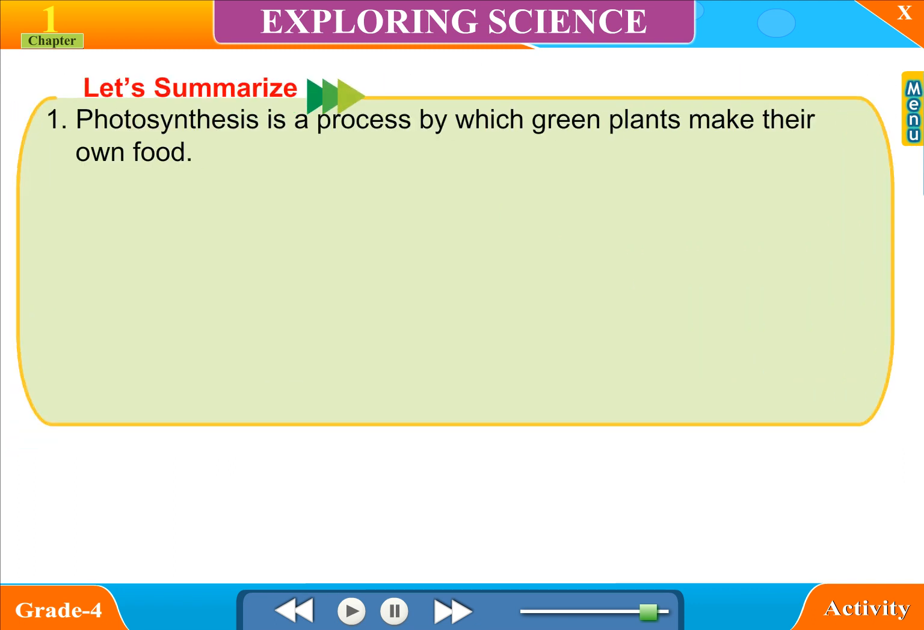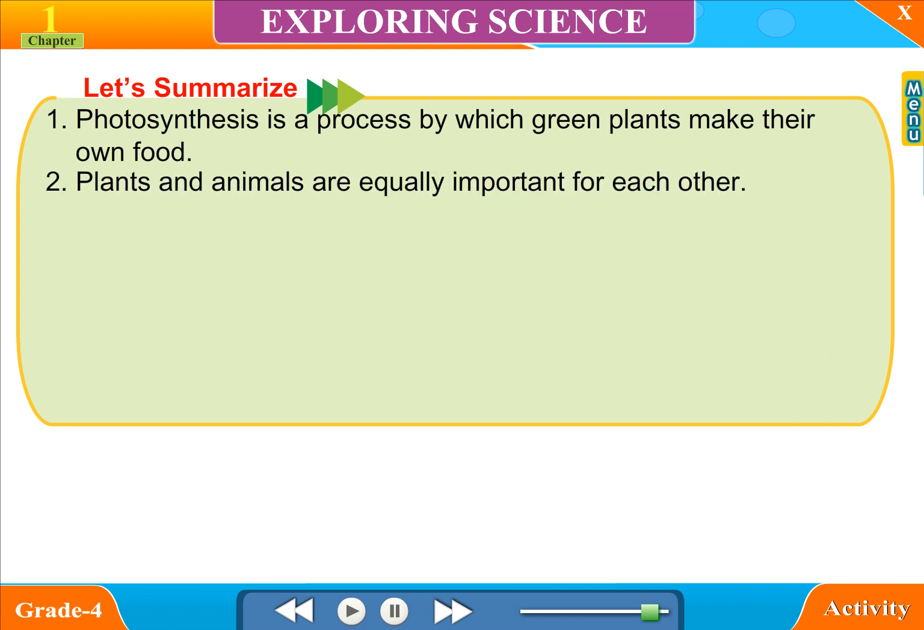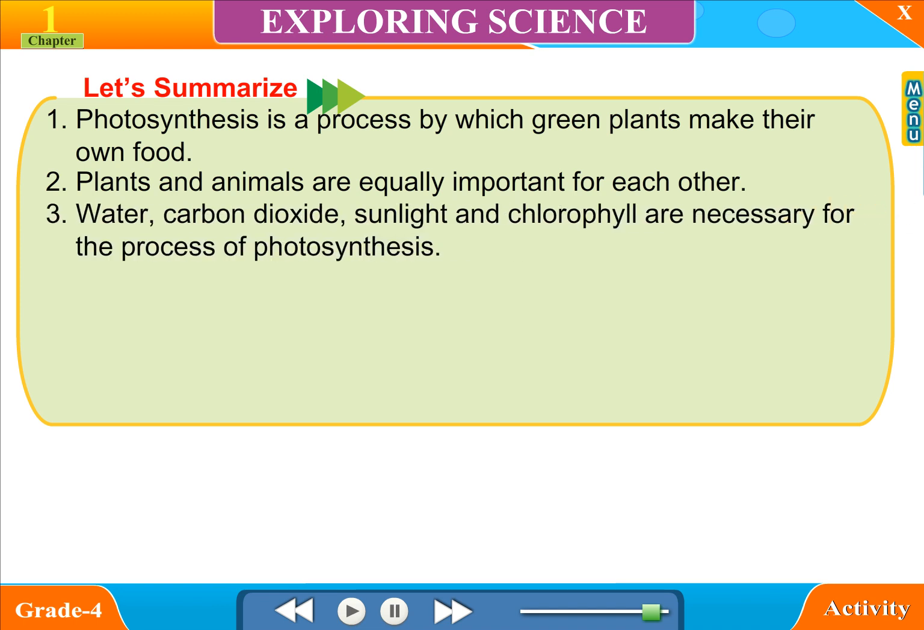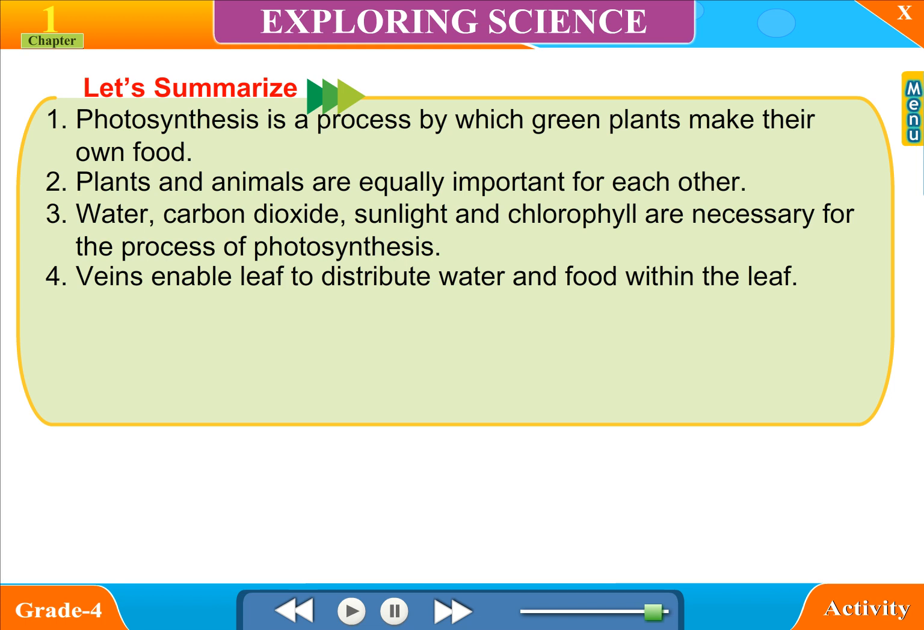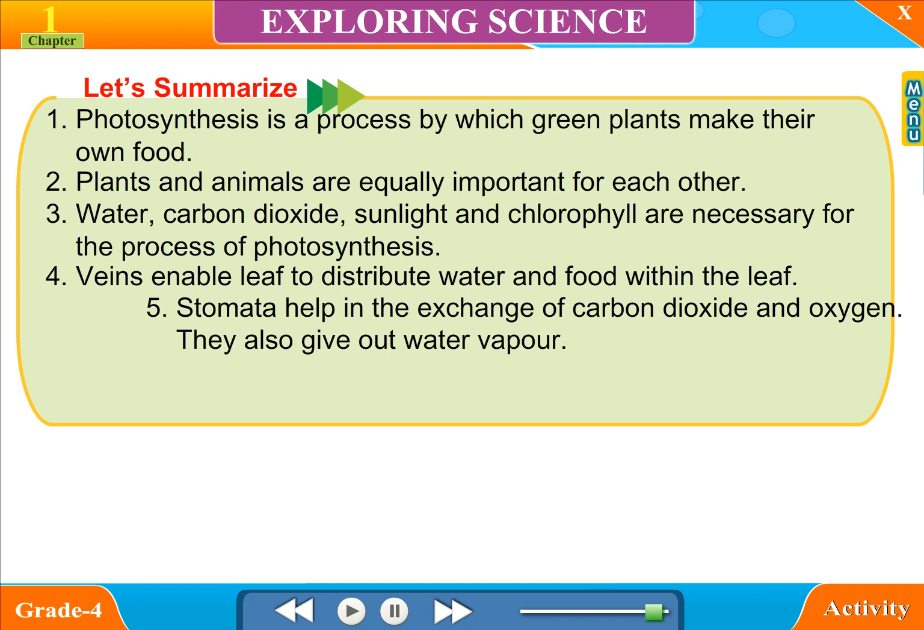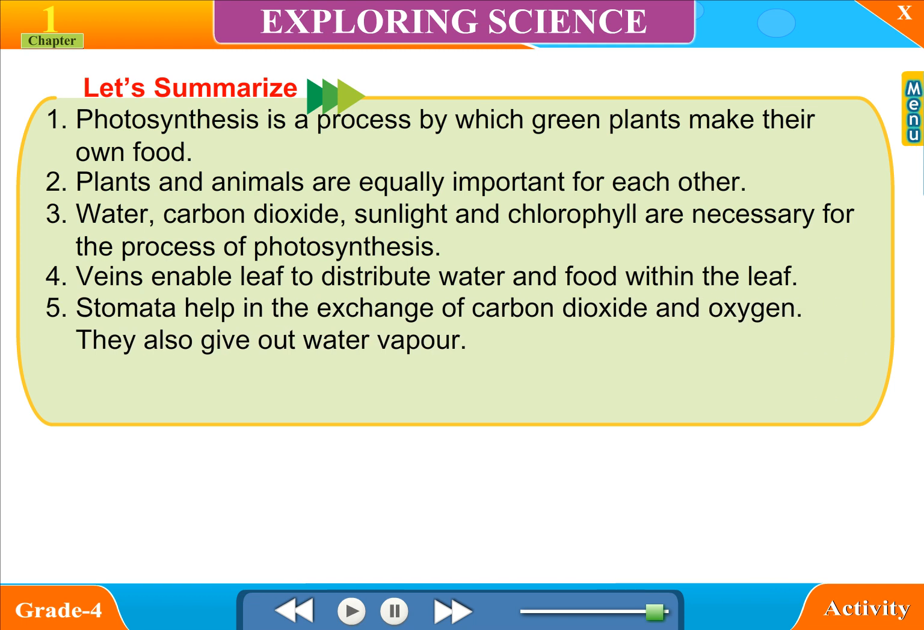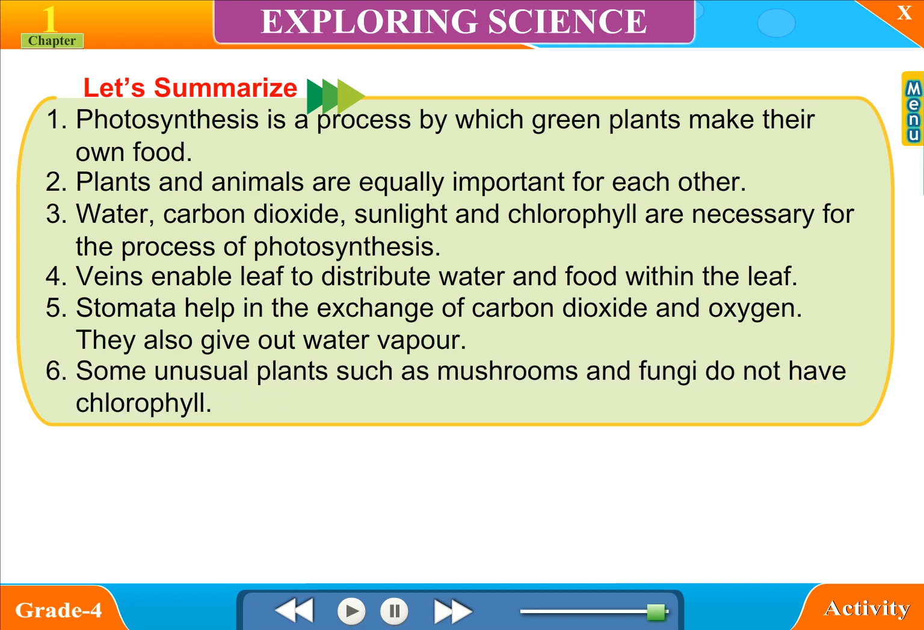Let's summarize. 1. Photosynthesis is a process by which green plants make their own food. 2. Plants and animals are equally important for each other. 3. Water, carbon dioxide, sunlight and chlorophyll are necessary for the process of photosynthesis. 4. Veins enable the leaf to distribute water and food within the leaf. 5. Stomata help in the exchange of carbon dioxide and oxygen. They also give out water vapor. 6. Some unusual plants such as mushrooms and fungi do not have chlorophyll. Unit 1.